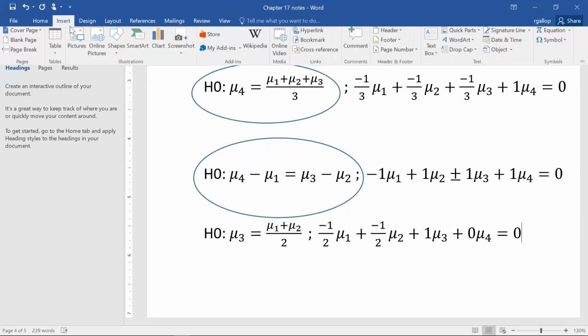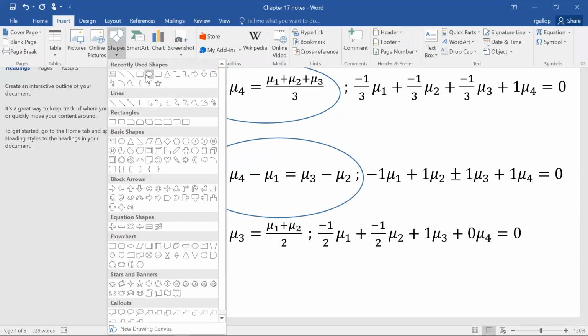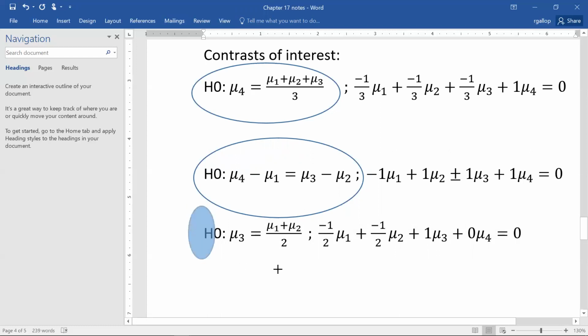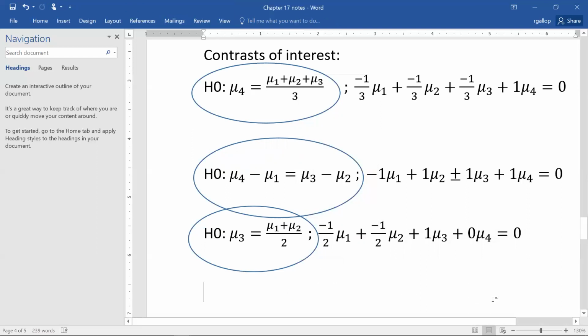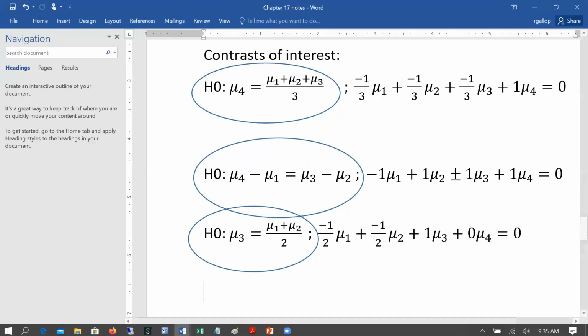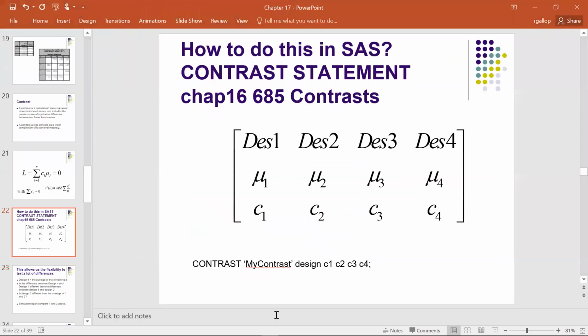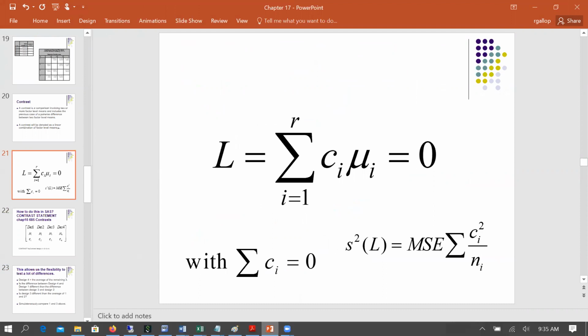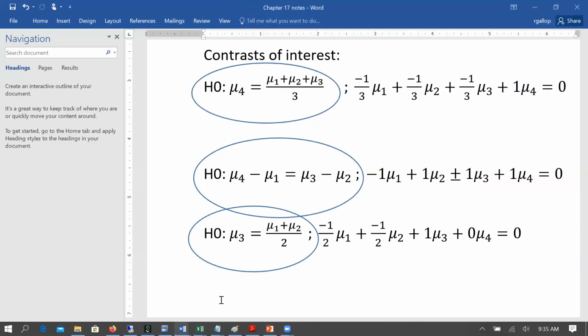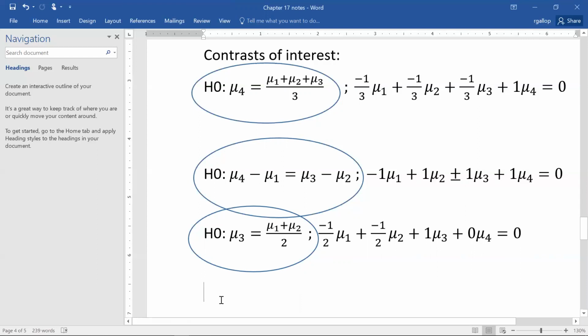But for us, communication-wise, remember, stats is all about storytelling. This is truly the contrast that we're interested in, saying, okay, how does mu3 compare to the average of the other two? So this is the mathematical form of the contrast that mimics that equation here. But in English, when we're talking storytelling-wise, I think the circle components make the most sense when we're communicating the story about the data.